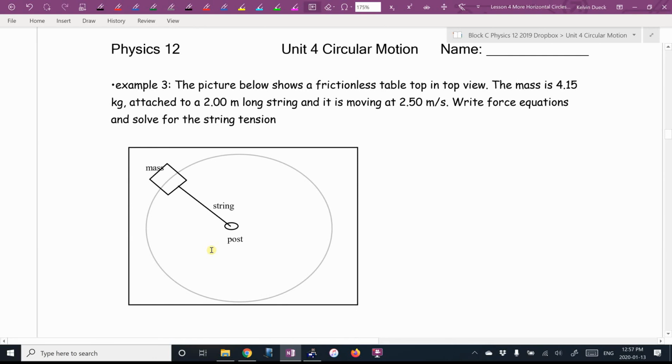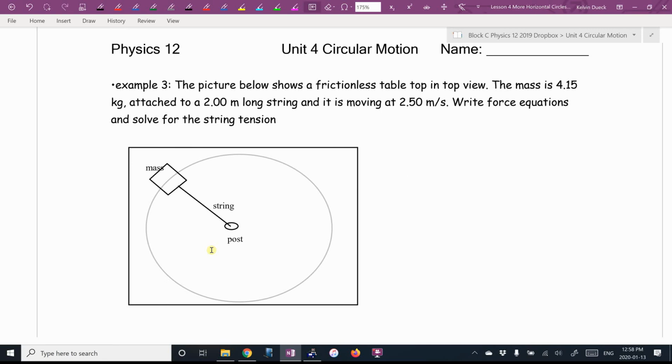Example 3. There was one like this in the homework, or maybe a couple like this, from last day. I didn't get quite a chance to talk about it. It says this: the picture below shows a frictionless tabletop in top view. The mass is 4.15 kilograms. It's attached to a 2-meter long string. It's moving at 2.5 meters per second. It says write force equations and solve for the string tension.